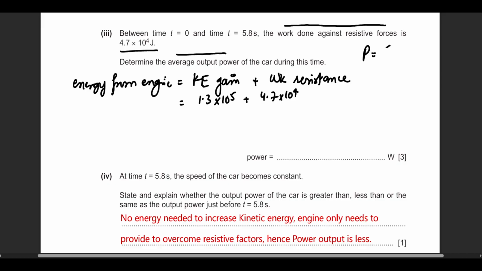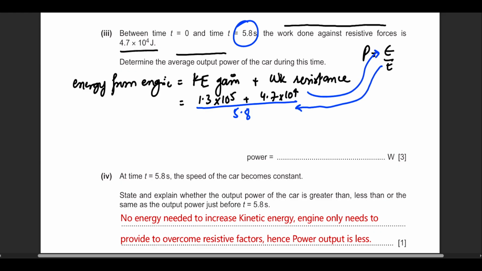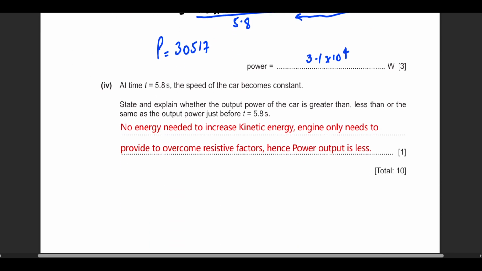And the power is equal to energy divided by time. The time for which this happened is 5.8 seconds. This all happened for the duration of 5.8. So total energy divided by time taken for the process will eventually give us the power. So the power comes out as 30517, which is going to be 3.1 × 10⁴ watts.